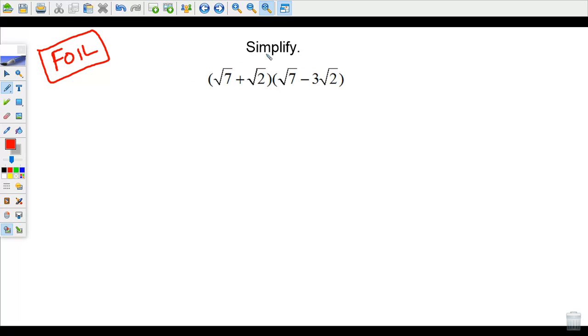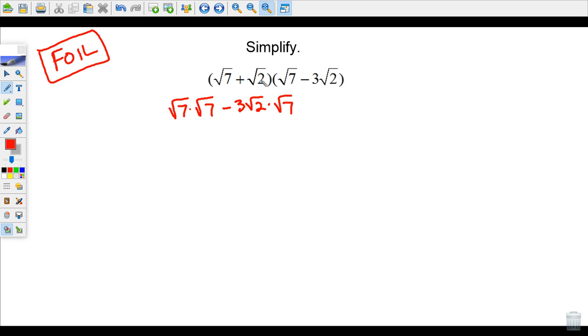Radical 7 times radical 7. I'm just going to write this out. I'm not even going to simplify it yet. Radical 7 times radical 7. I'm going to show all the multiplication. Then we have radical 7 times negative 3 radical 2. So negative 3 radical 2, it's being multiplied by radical 7.